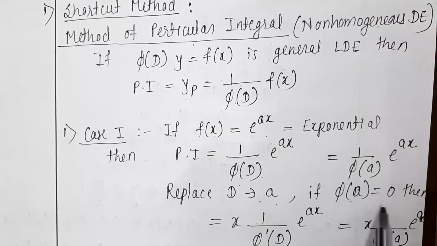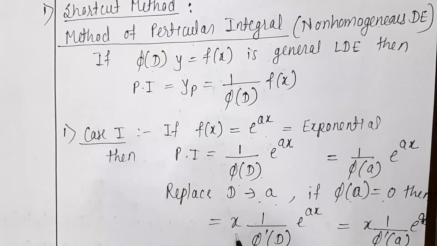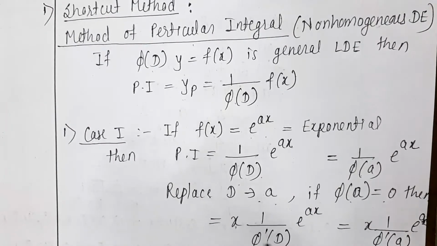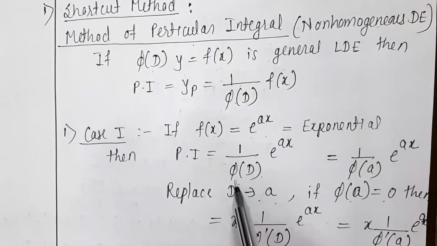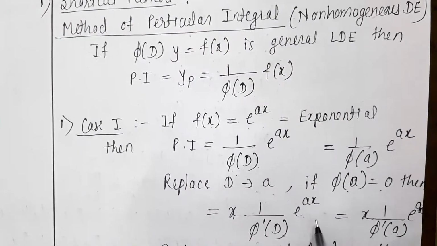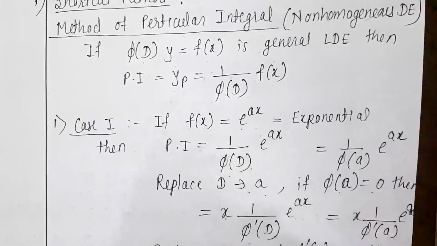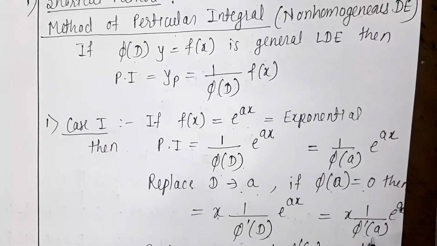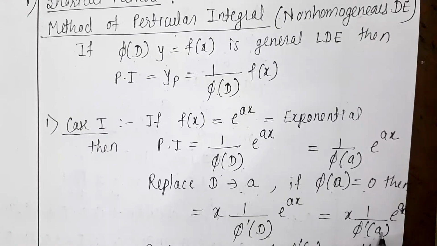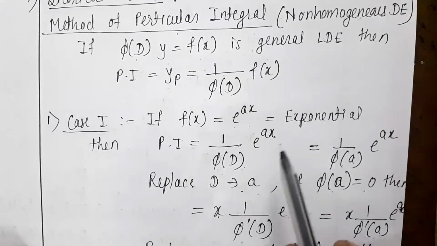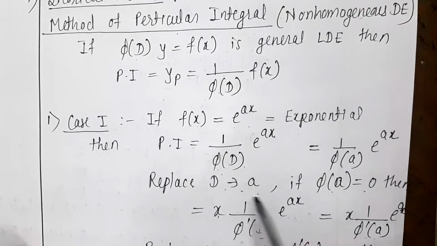Means if phi of a is equal to 0, then we multiply the given function by x into 1 upon the derivative of this phi of D, which is phi dash of D, multiplied by e to the power ax, which is equal to x multiplied by 1 upon phi dash of a multiplied by e to the power ax. Again we replace D by a. In the exponential case we have to remember to replace D by a.